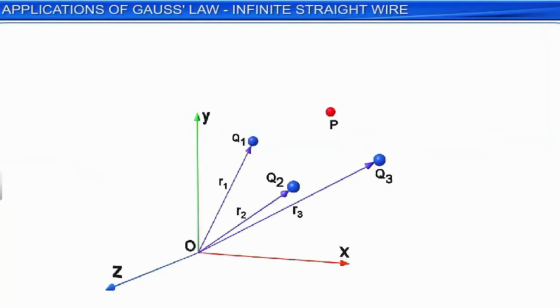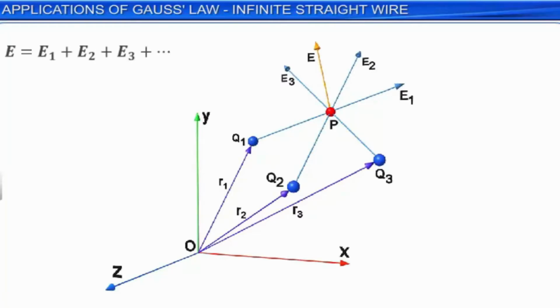In order to calculate the electric field due to a discrete charge distribution, we can apply the superposition principle. According to this principle, the net electric field strength E at any point in the field of the charge distribution is equal to the vectorial sum of the electric fields due to the individual charges at that point.